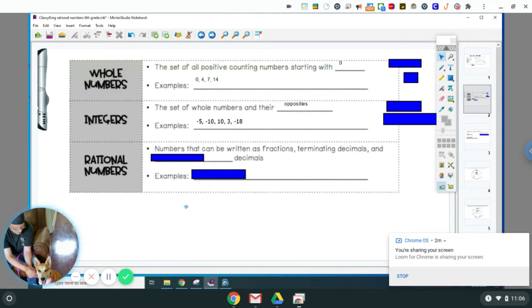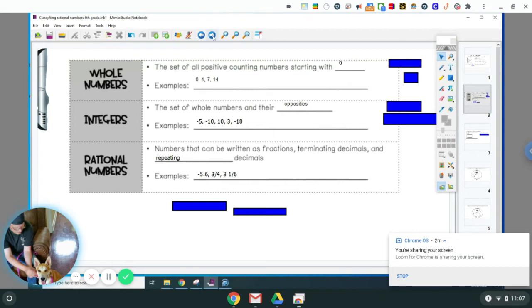Rational numbers are actually every single number you know. So a rational number is also an integer and a whole number, but they also include numbers that can be written as fractions, terminating decimals, and repeating decimals. Examples will be -5.6, 3/4, 3 1/6.